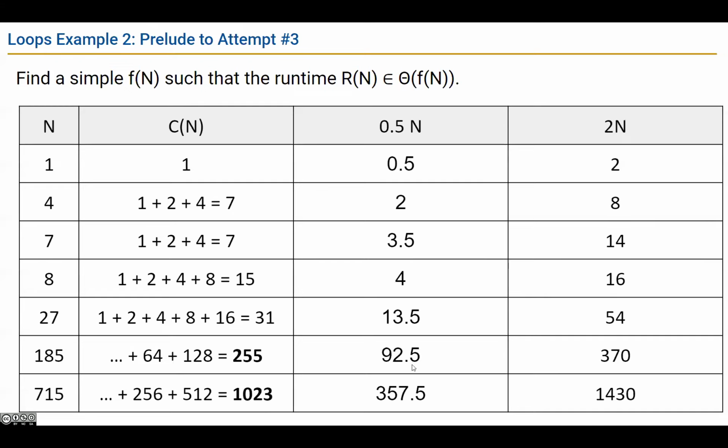If you play around with some functions, eventually you realize that it always ends up staying between 0.5n and 2 times n. Here's the value of 0.5n, 357. Here's the value of 2n, 1,430. You always end up staying between these. So if this pattern holds true for every other value of n, then we do have a theta bound. We have a theta of n bound because we're bounding between 0.5 times n and 2 times n.